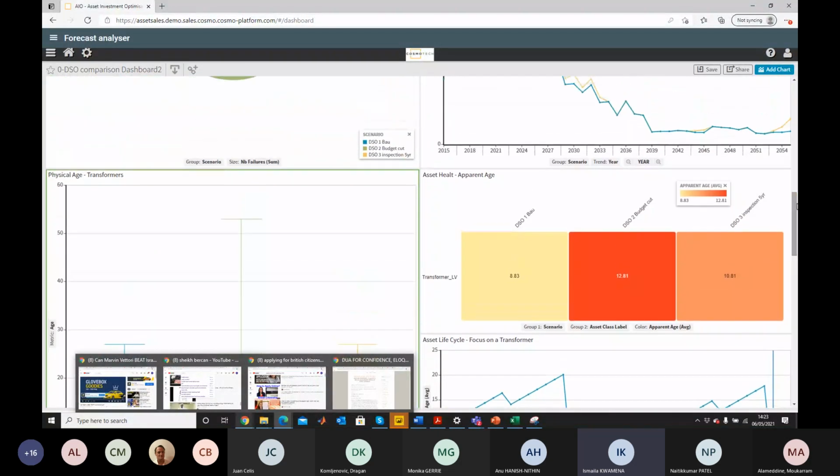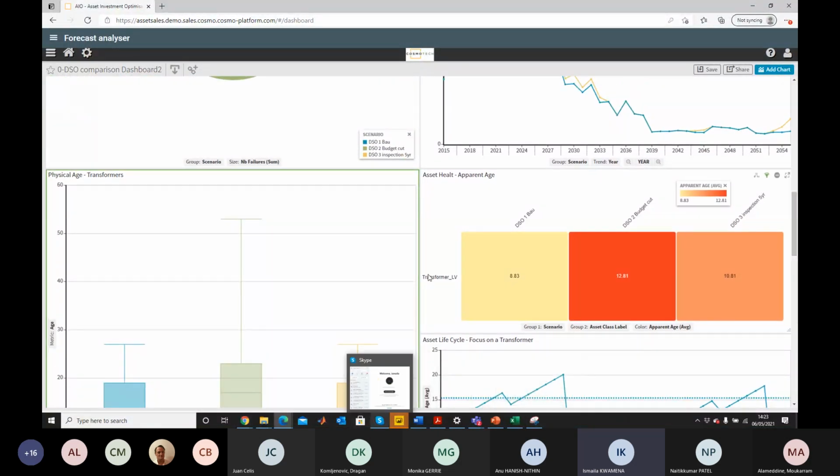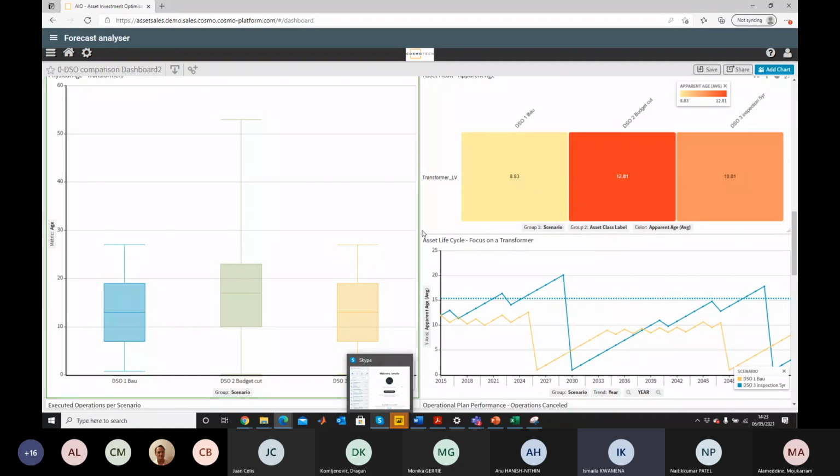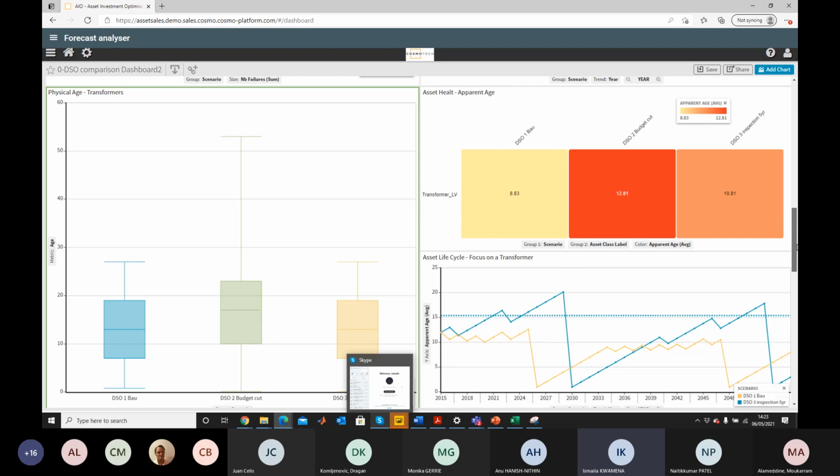Now, this chart over here also represents the operational aspects of things. So here we're looking at two things. We're looking at the physical age and the apparent age of these assets.